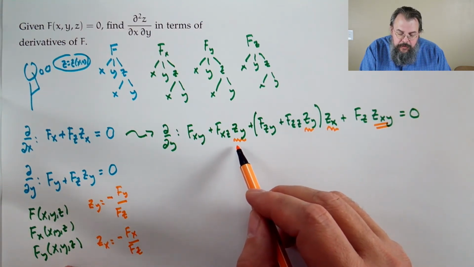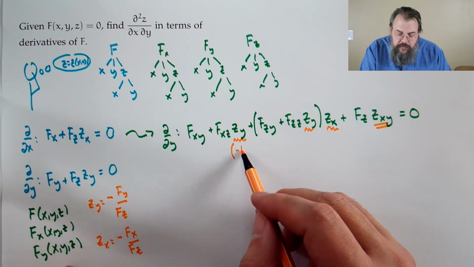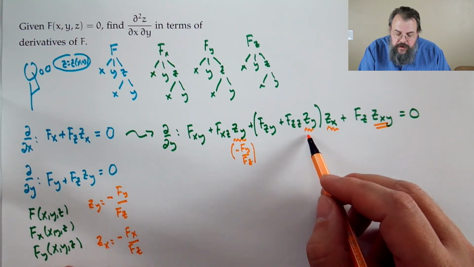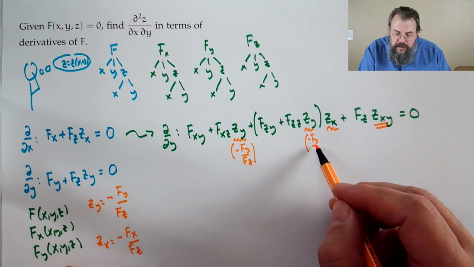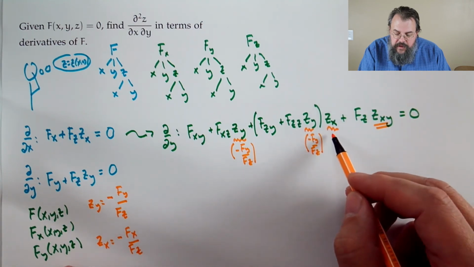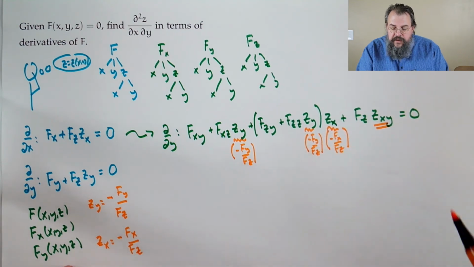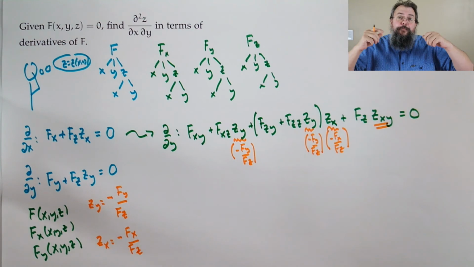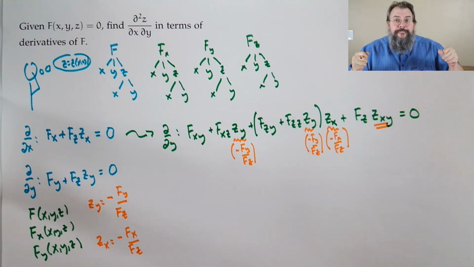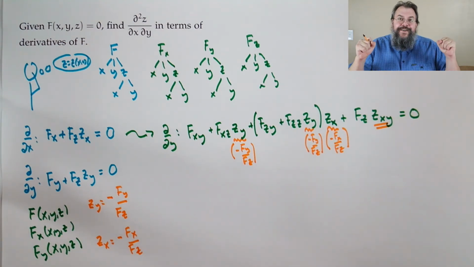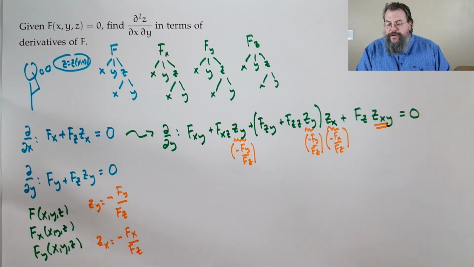So we have in the first piece here, minus fy over fz. And here, we're going to have a minus fy over fz. And there, we're going to have a minus fx over fz. Okay, so we're going to replace all those in. Now we have a bunch of partial derivatives of f and z sub xy, which is what we want. Aha! Cool. So once we clean it up, rearrange, then we're done.